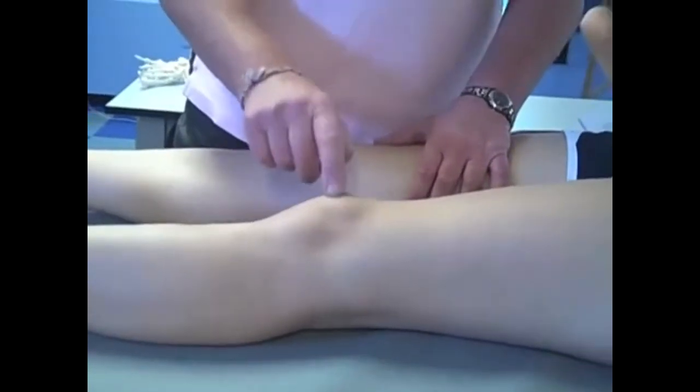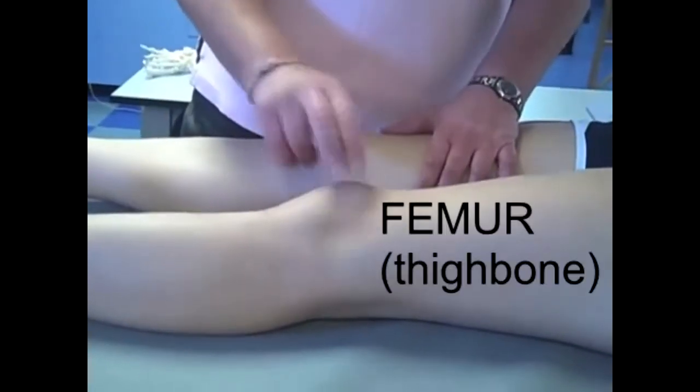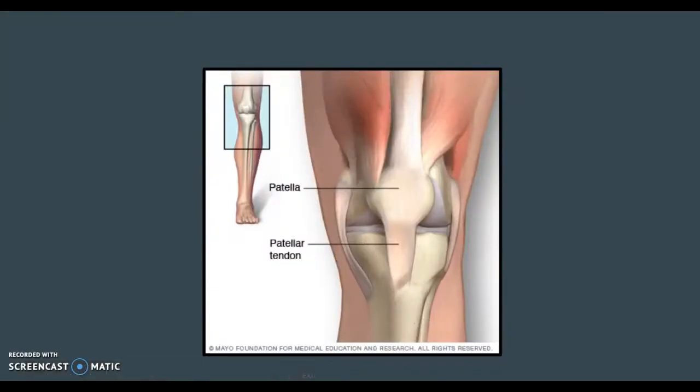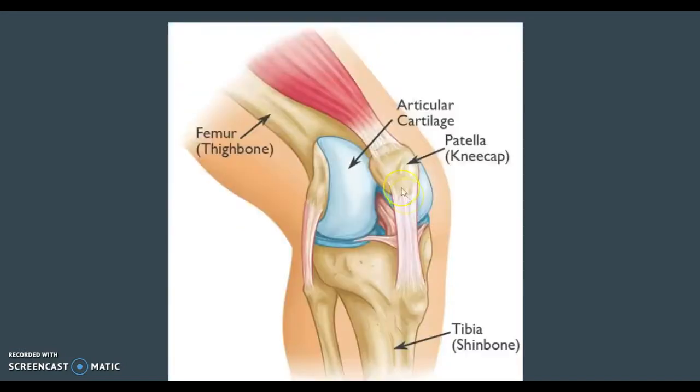It lies on top of the knee joint between the femur, the thigh bone, and the tibia, the shin bone. So when we look at the knee joint, we will see that the patella is embedded beneath the patellar tendon, which makes it a sesamoid bone. The quadricep muscles extend down the femur and are attached to the top of the patella through the quadriceps tendon, and the patellar tendon attaches the patella to the top of the tibia.